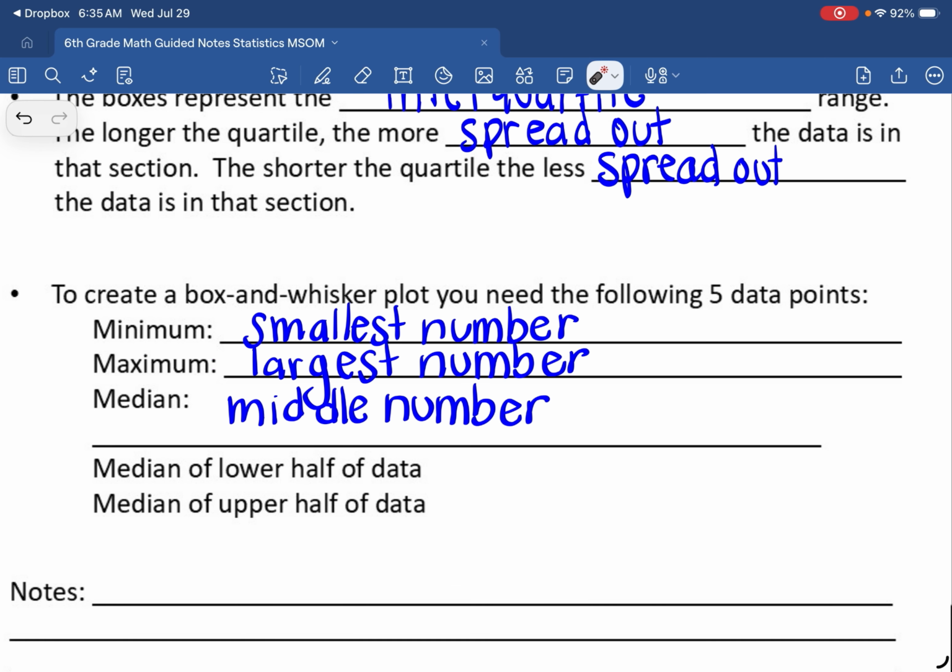To create a box and whisker plot, you need the following 5 data points. And these are all data points that we already talked about finding. So the minimum, which is the smallest number, the maximum, which is the largest number, the median, which is the number in the middle, and then the median of the lower half of the data, and the median of the upper half of the data. So those are those 5 data points.